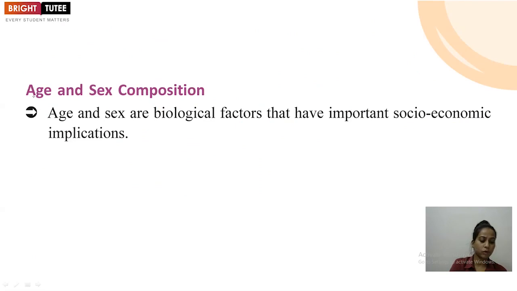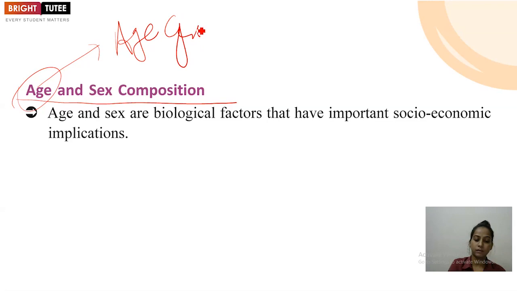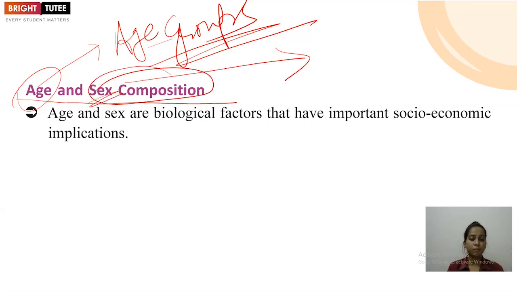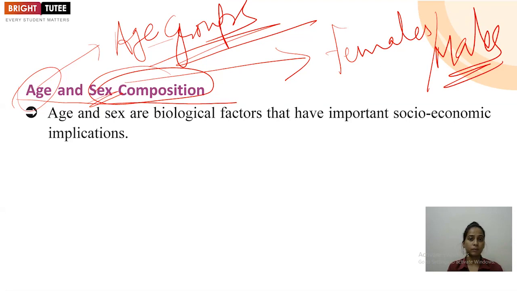Next, we are going to talk about the next topic. We are going to talk about age and sex composition. If we talk about age composition, it means based on the different age groups. Here we'll discuss the division of the population based on the different age groups. And sex composition means the division of the population based on females or males, that is, how the population is divided among these two categories.